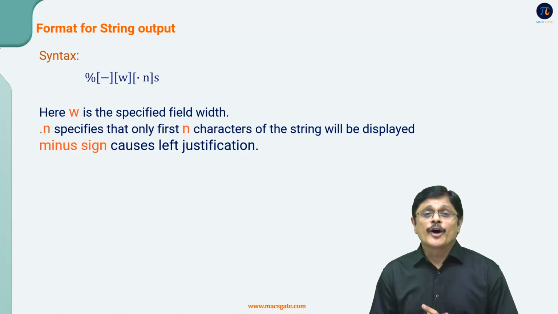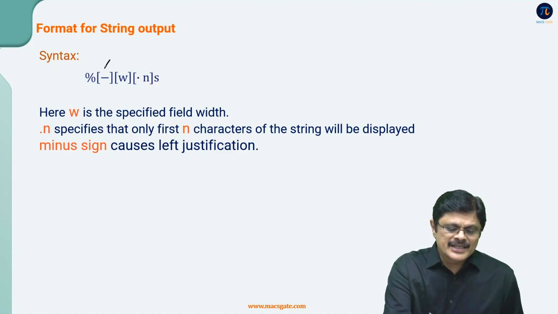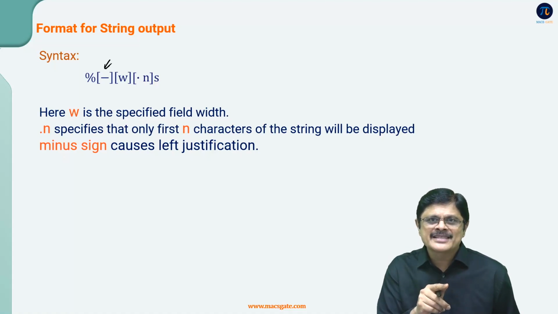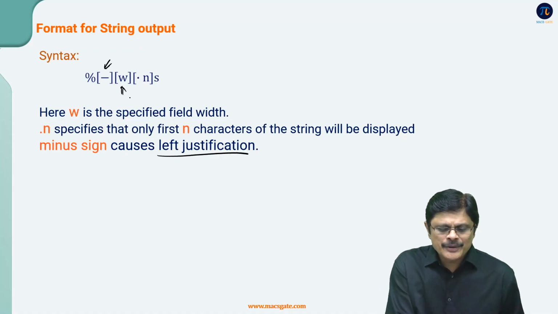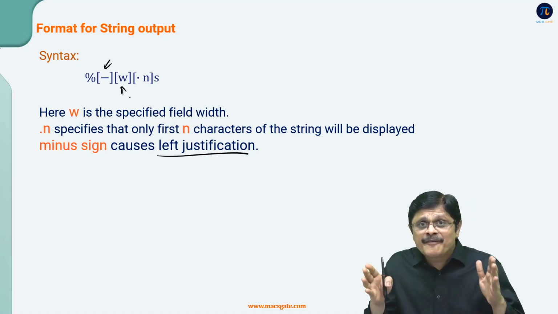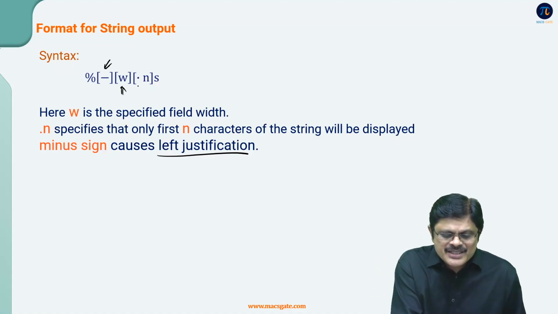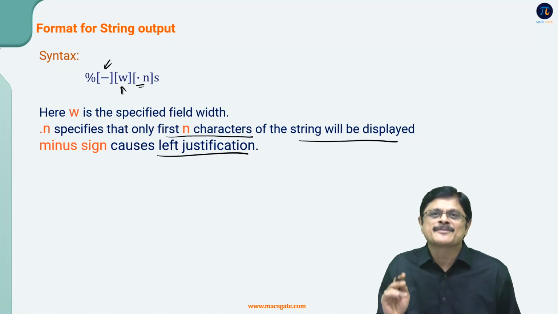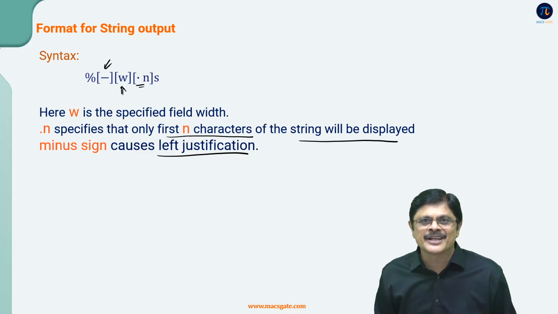Even we can format the string output using these optional fields. See this flag field: a minus sign causes left justification, and this W is the specified field width within which you want to print the output, and this .n specifies that only the first n characters of the string will be displayed. It says that you are going to display only the first n characters of the string.